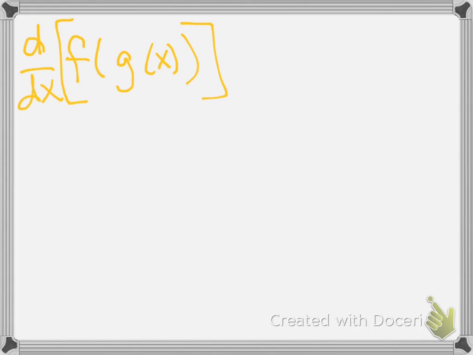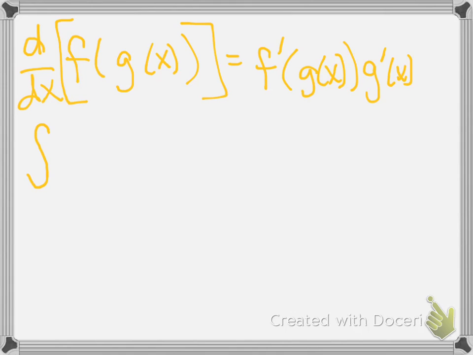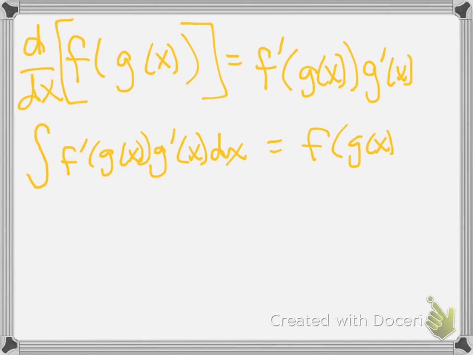So if we're trying to take the derivative of the function f, the composition f of g of x, with respect to x, by applying the chain rule we would get f prime of g of x times g prime of x. And so we should know then, just by reversing this process, if I take the antiderivative of f prime of g of x times g prime of x with respect to x, then I get back to f of g of x. Of course, we're finding the most general, so I want my plus c.